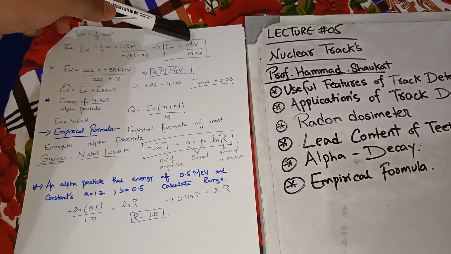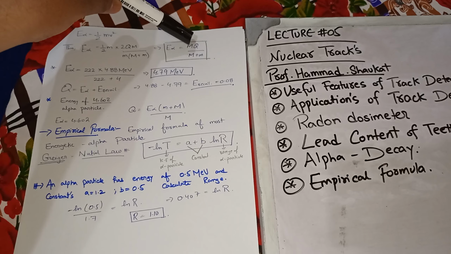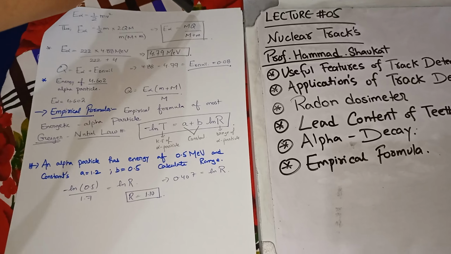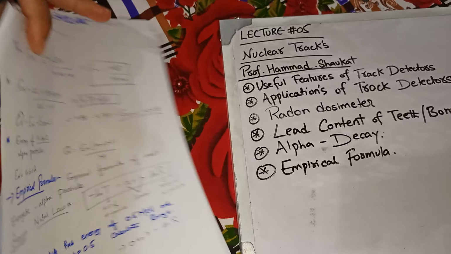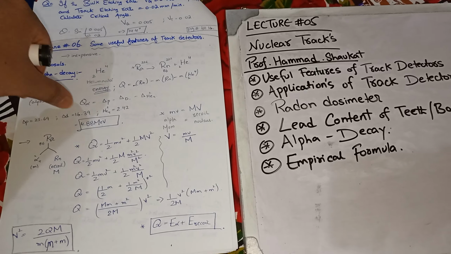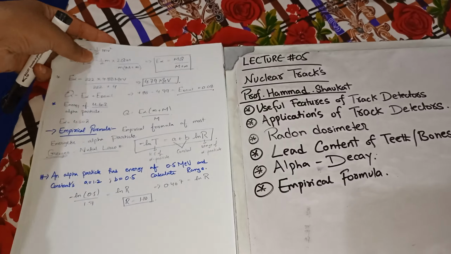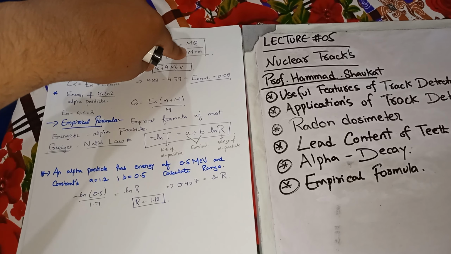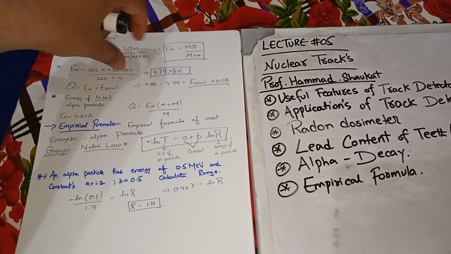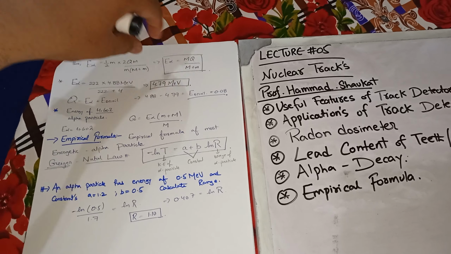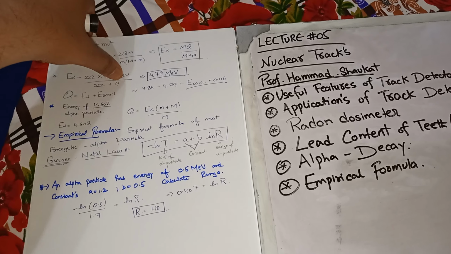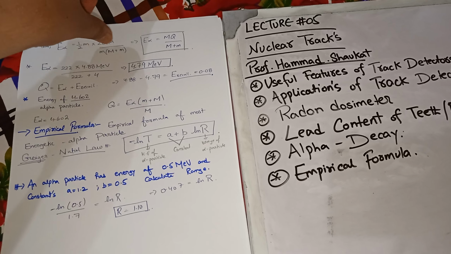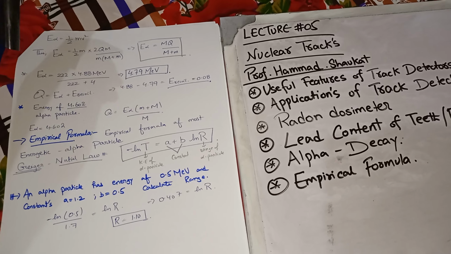The recoil nucleus is radon, with mass 222. We also find the Q value of this alpha decay, 4.88. So you can put in 4.88 MeV divided by small m, the mass of the alpha particle, which is 4, plus the recoil mass, radon 222. After calculating and substituting, you get E alpha as 4.79 MeV.